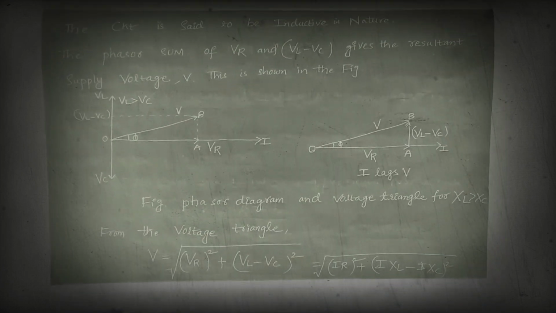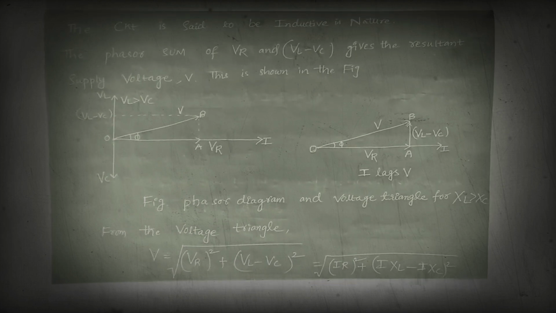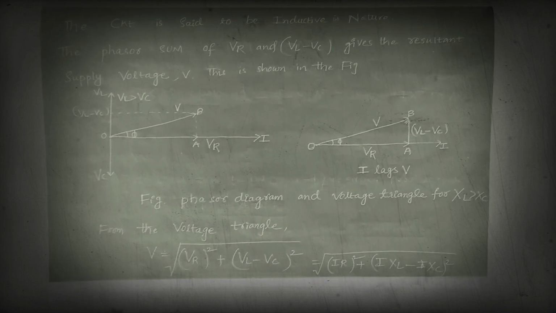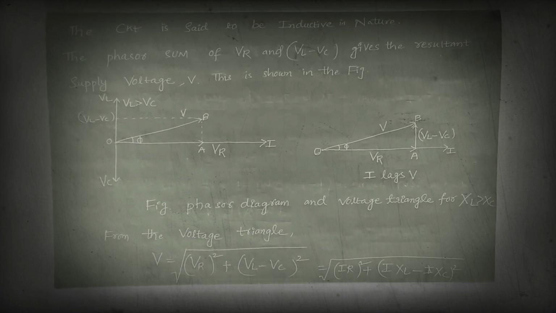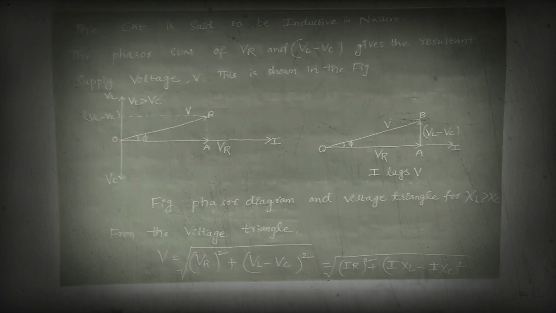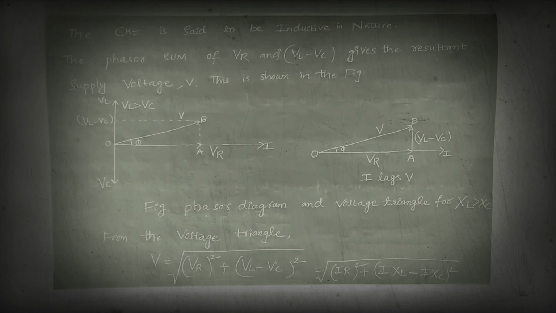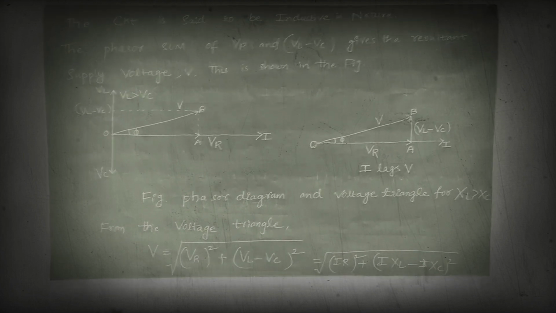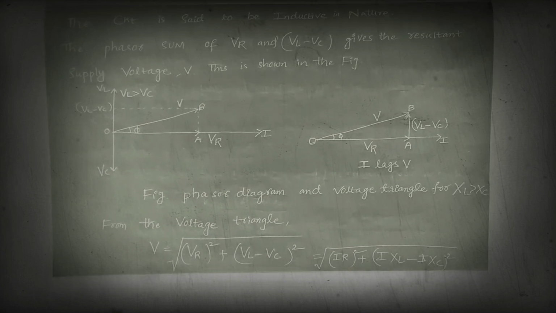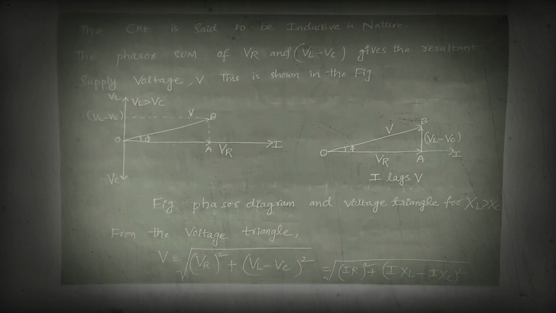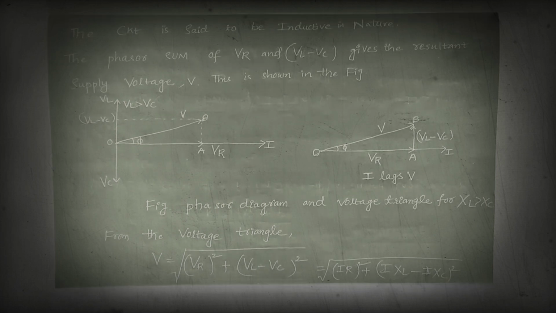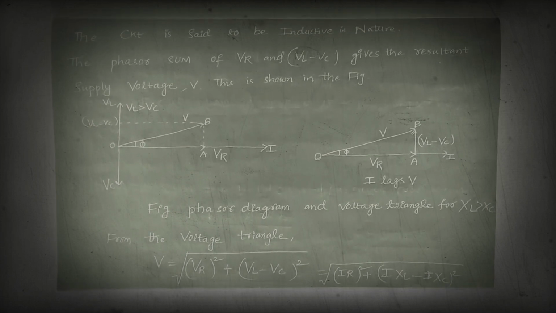From the voltage triangle, we can write the Pythagoras formula: V equals square root of VR square plus VL minus VC whole square. That will be equal to square root of IR whole square plus IXL minus IXC whole square. In place of VL we can write IXL, and in place of VC we can write IXC.